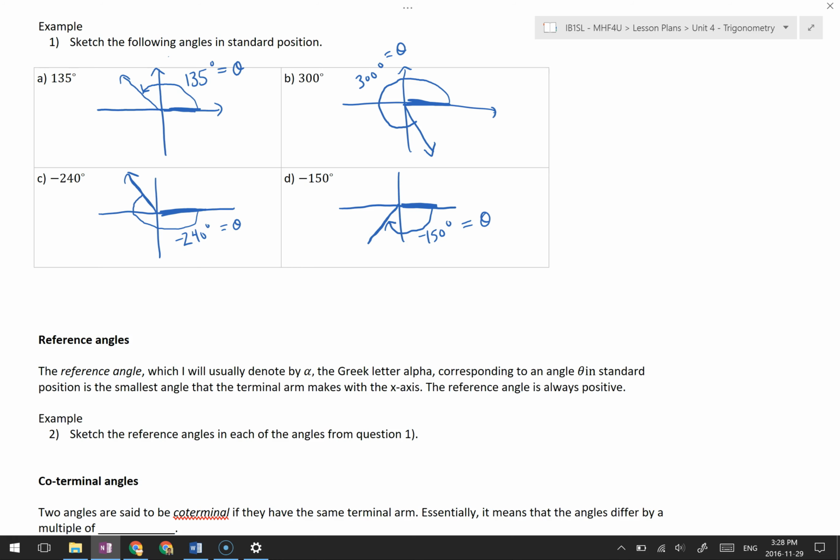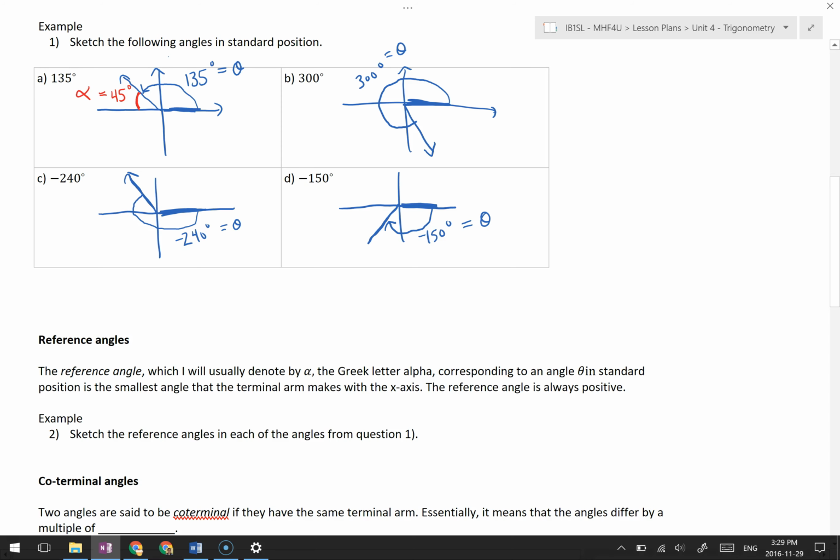So 1A, we have an angle of 135 degrees. Now what is the smallest angle between this terminal arm and the x-axis? Well, we can see it's this angle right here. So what is that? Well, that's 180 minus 135, which is 45 degrees. Reference angles are always positive. We don't think about direction for the reference angle. It's just the angle between the x-axis and the terminal side. So I'm going to call that alpha.